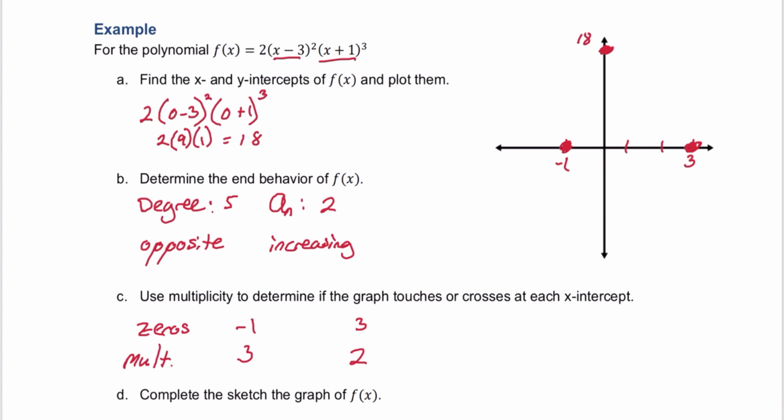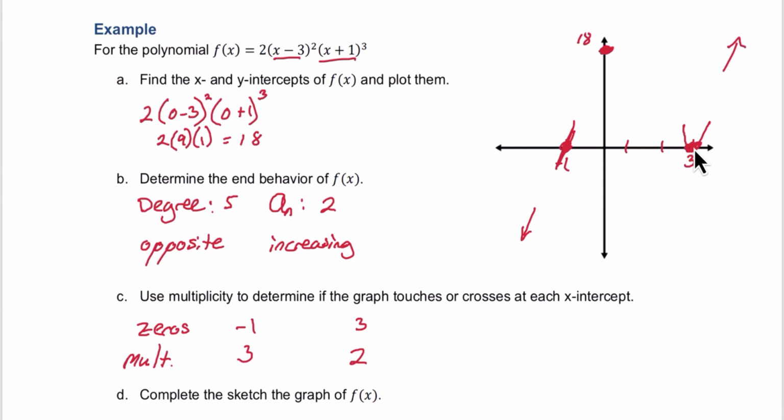So in end behavior, we know that overall it's increasing. It's dropping down at first, but in the end, it starts pointing up. Notice the multiplicity on -1 is odd. That means it's going to cross at -1. Then the multiplicity of 3 is even, which means at 3, the graph is going to touch and turn around.